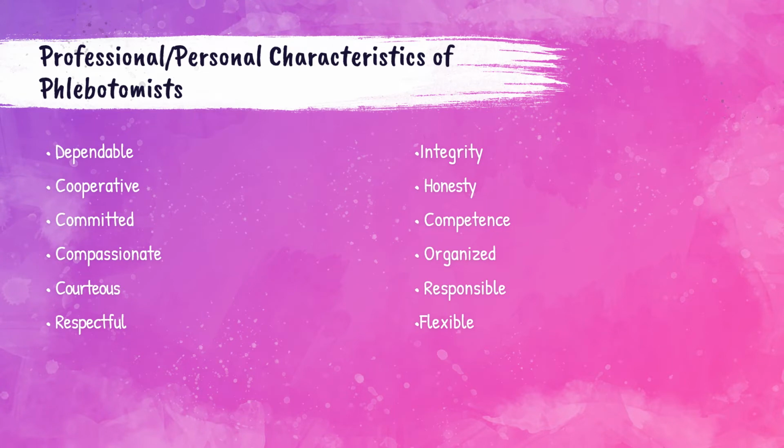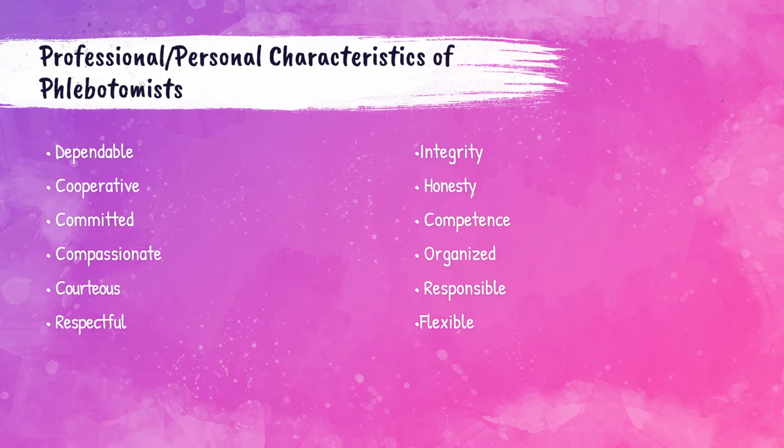A phlebotomist must be dependable and responsible. They must also show up for work on time every day and produce consistent and correct work while following proper procedures. They must be cooperative, meaning they are willing to work with others nicely. They must be committed, meaning they take ownership of their work and serve as good ambassadors for their place of employment. Phlebotomists must also be compassionate not only to patients, but also towards coworkers.